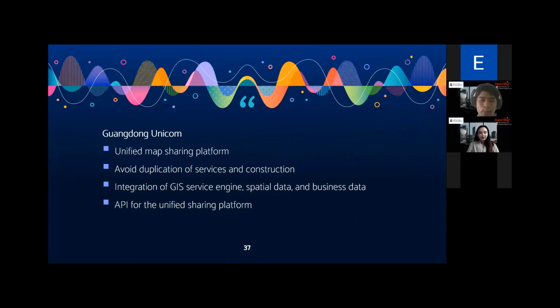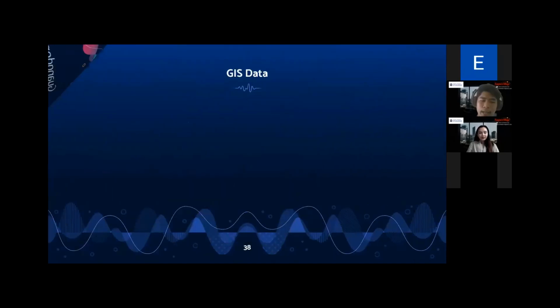So the case that we will be showing you is for Guangdong Unicom in China. SuperMap provided them a unified map sharing platform which avoids the duplication of services and construction, as well as an integration of GIS service engine, spatial data, and business data, and an API for the unified sharing platform.